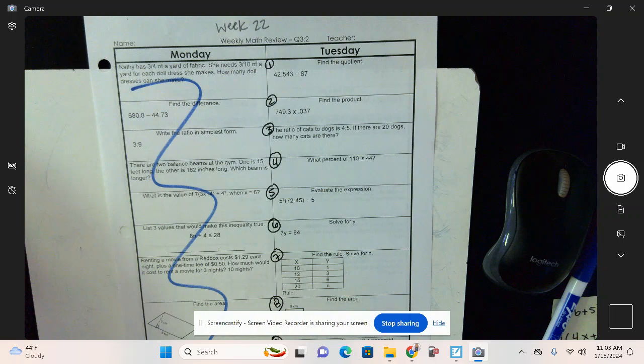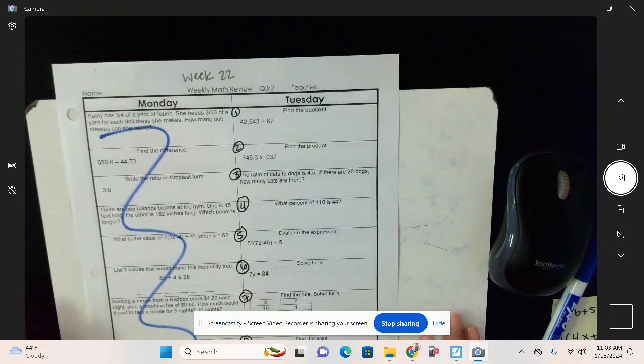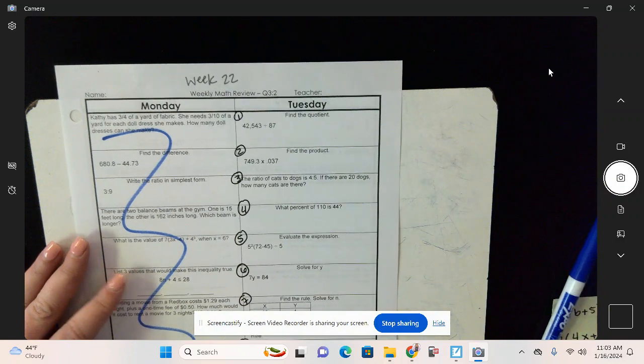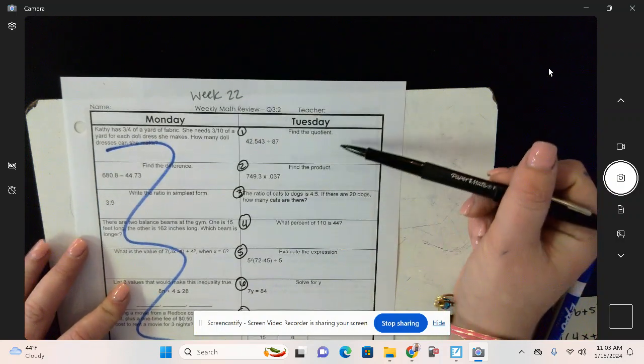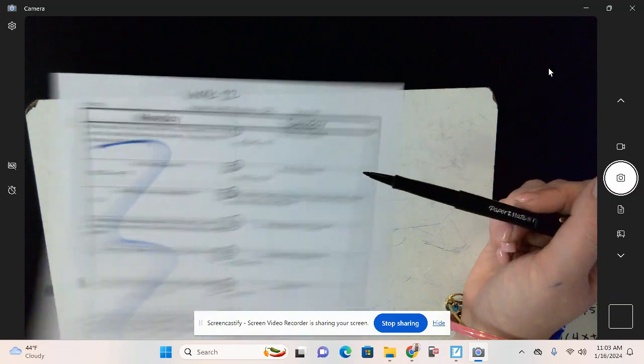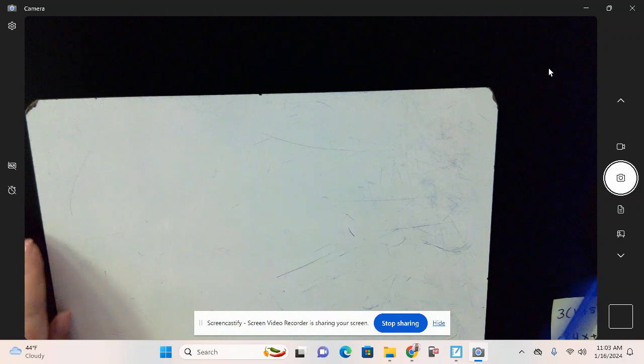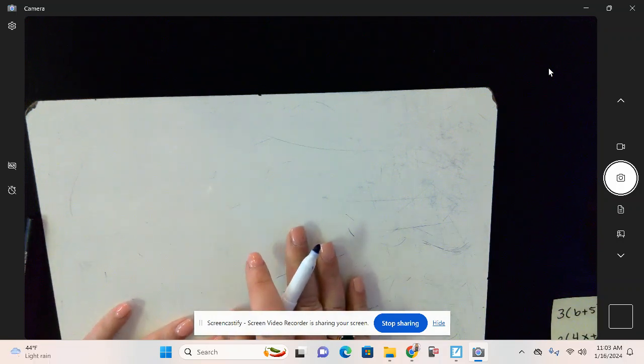Okay, I'm not going to go over every single one of these with you because I feel fully confident that you can do several of these without my help. So I am not going to do number 1. I am not going to do number 2. I will look at number 3. Number 3 says the ratio of cats and dogs is 4 to 5, and there are 20 dogs. How many cats are there?